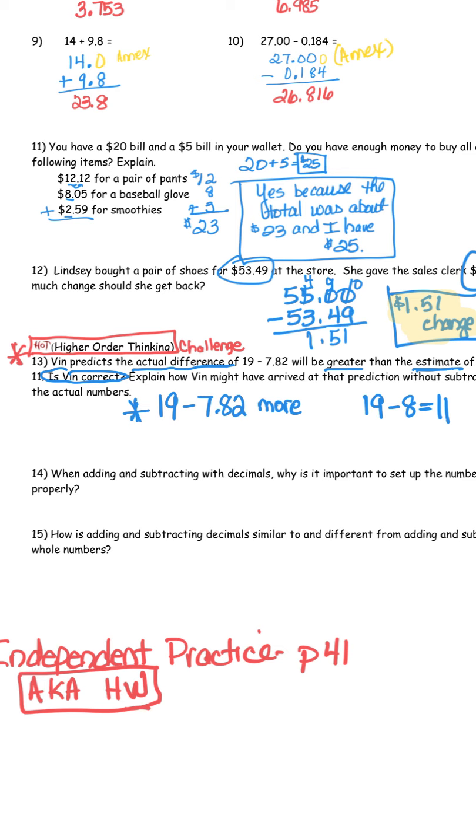Well, when we are estimating, and here's why. When we are estimating, for 7 and 82 hundredths, what did we do? We did round up to 8. So 19 minus 8 is 11. Ready? So if 7 and 82 hundredths is used instead of the 8, this is less. So when we subtract less from a number, we get a higher number or more.